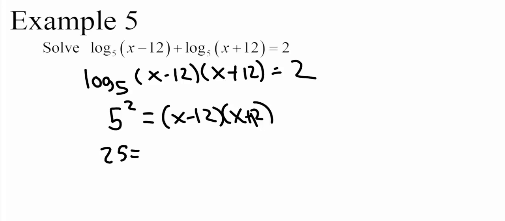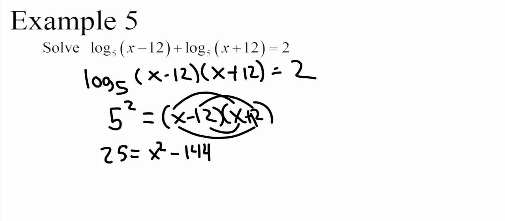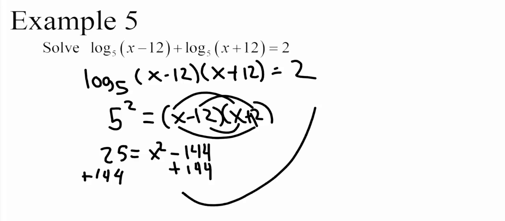So we know 5 squared is 25. And now I'm just going to use FOIL or the box method to multiply this out. First times first gives me x squared. Outer gives me positive 12x. Inner gives me negative 12x. They're gone. And last times last gives me negative 144. So now, you guessed it, we're going to get x squared by itself by adding 144. So that gives us 169 equals x squared.